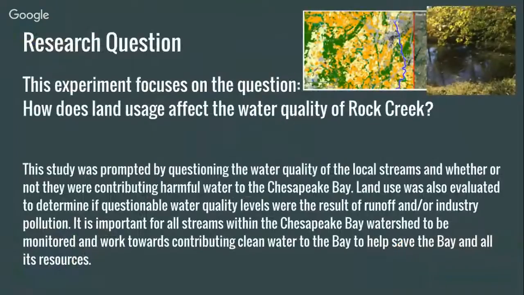In this experiment, I tested to see how land use affects the quality of the water of Rock Creek. Rock Creek is upstream of the Chesapeake Bay, so what happens in our water will end up contributing to the water quality of the Chesapeake Bay. We need to restore our bay to help save it and its resources.